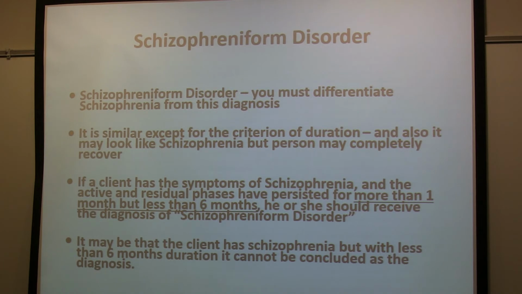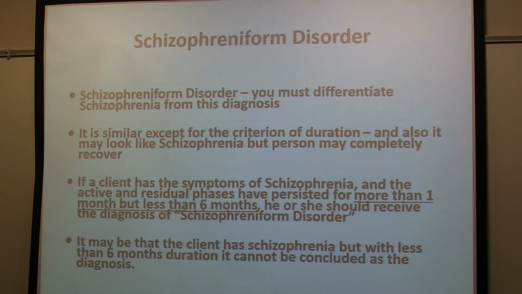And if the client has symptoms of schizophrenia and the active and residual phases have persisted for more than 1 month, but less than 6, he or she should receive the diagnosis of schizophreniform. So they may have, in fact, schizophrenia, but if it's under 6 months, you can give this diagnosis if they have those symptoms.